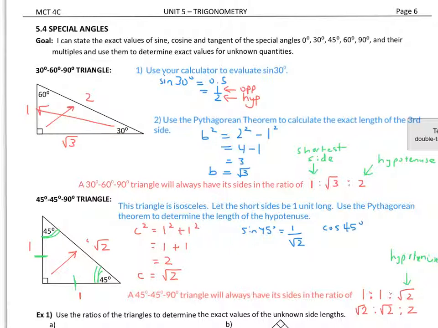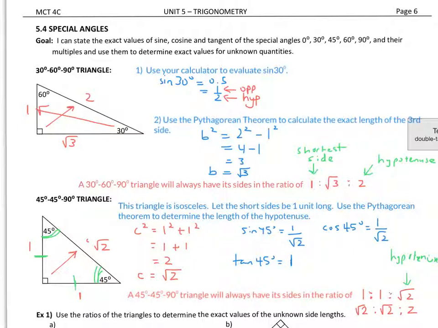The cosine of 45 degrees is also 1 over root 2. And then the tangent of 45 degrees is going to equal, tan of 45 is opposite over adjacent, which is 1 over 1, which is just plain old 1.